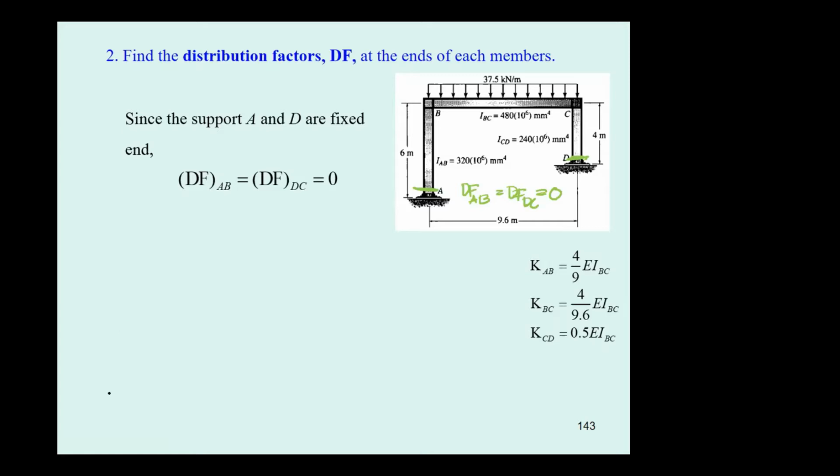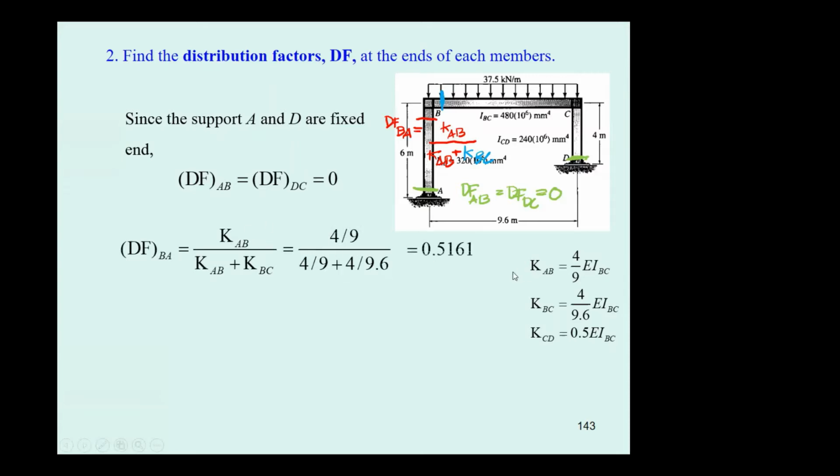And now we go a little bit further to the distribution factor here. That is going to be the distribution factor BA. The distribution factor BA comes from K sub AB over here, divided by K sub AB plus the stiffness of this member, K sub BC. So you just plug everything into this equation, and you get 0.5161.